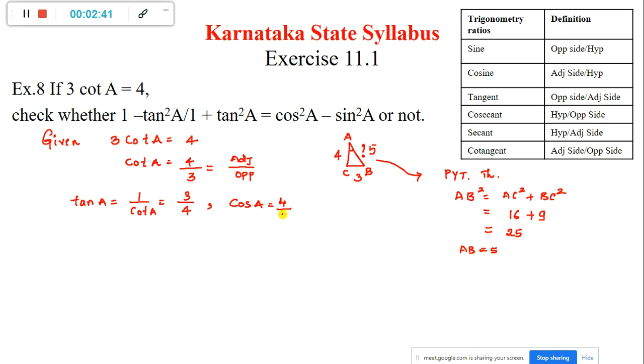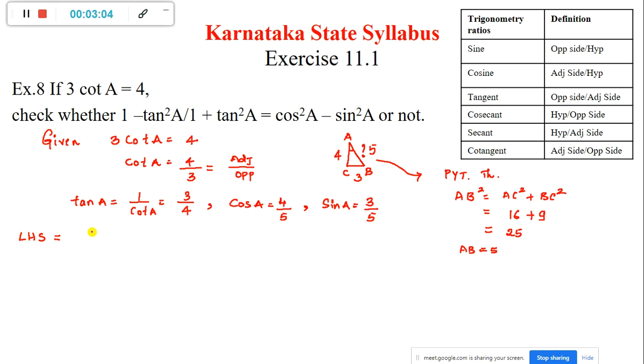Therefore cos A becomes 4 by 5, and similarly sin A is opposite by hypotenuse. With respect to angle A, the opposite side is BC, measuring 3, and the hypotenuse is AB, measuring 5. Now let me take the LHS.